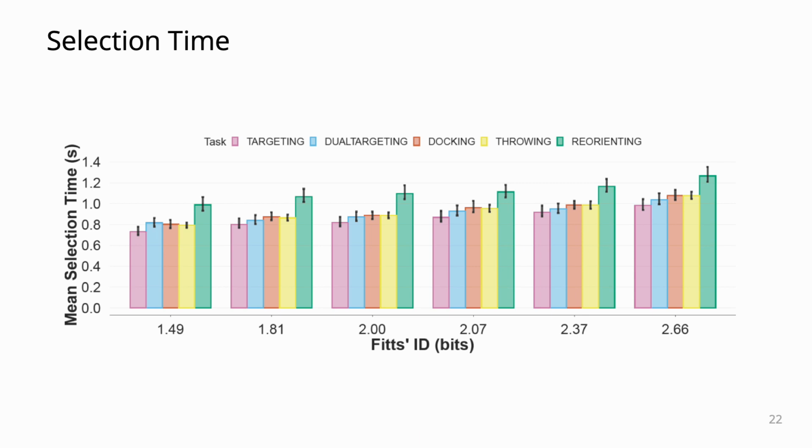It showed that reorienting was slower than other tasks at all IDs except throwing at 2.66 bits, and targeting was significantly faster than dual targeting and reorienting at 1.49 bits and throwing at 2.37 bits.